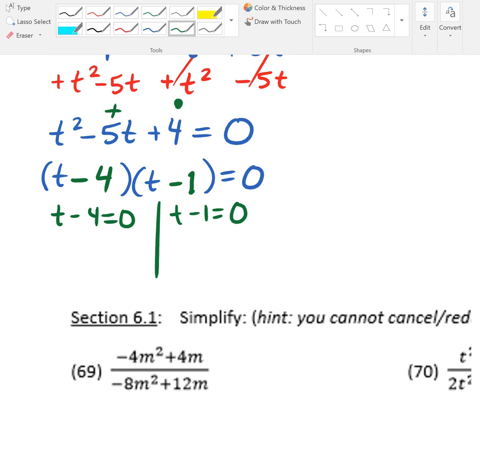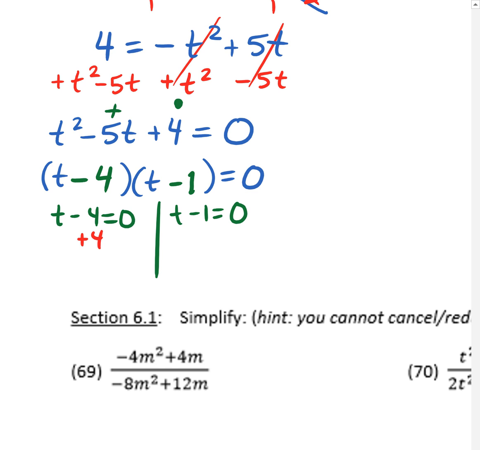Alright, if I solve the first one, I'll be adding 4 to both sides. So t equals 4 is one solution. To solve the second one, I'll add 1 to both sides. So 1 is the other solution.